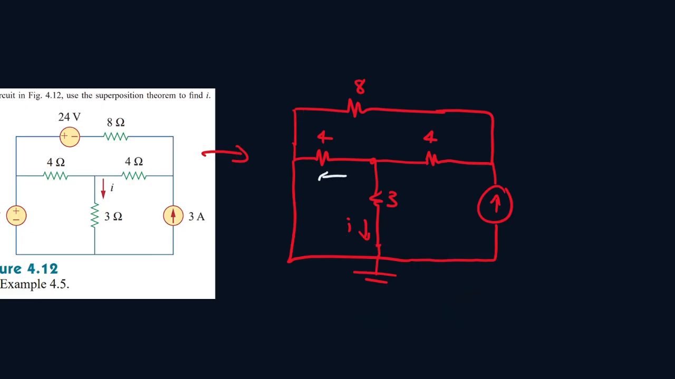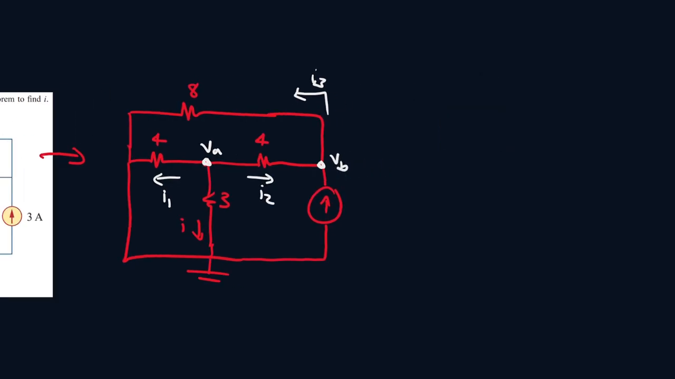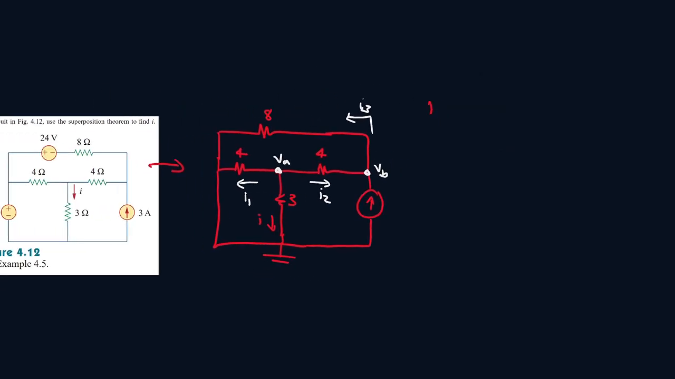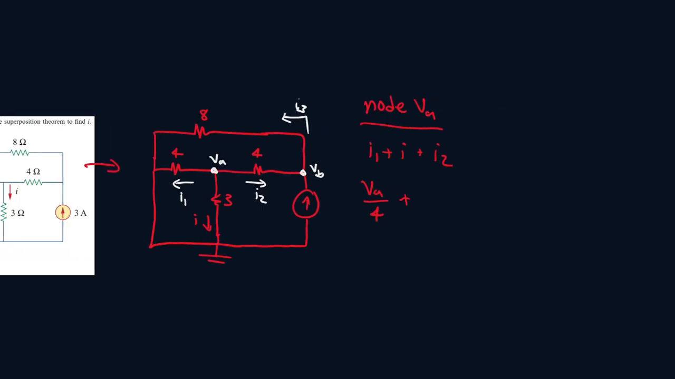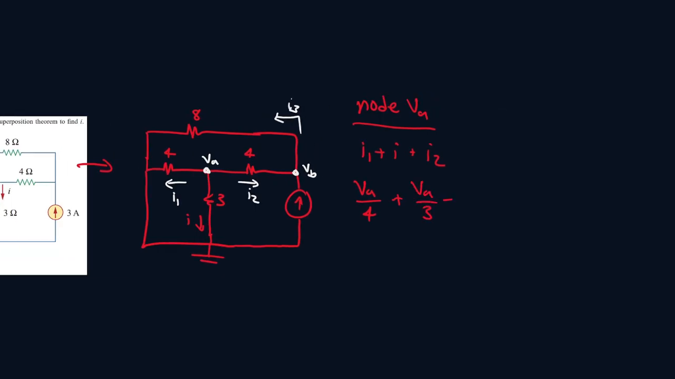Now let's write directions of current. Let's call this one I1, I2, I3, and this one will be VA, this one will be VB. So for node VA, it's I1 plus I plus I2. I1, it's from VA to 0, so VA minus 0 all over 4 ohms, plus I, which is VA minus 0 all over 3 ohms, plus I2, which is VA minus VB all over 4.